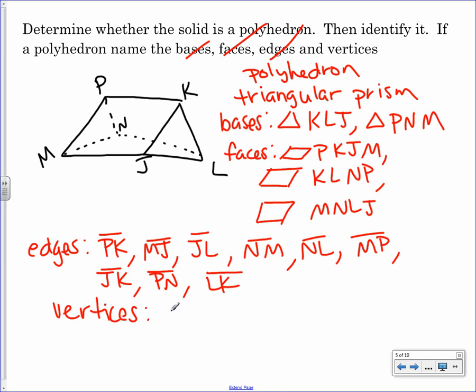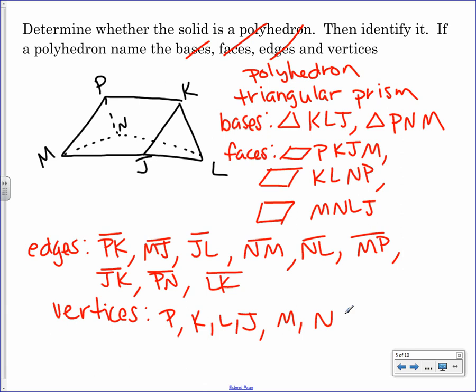What's a vertex? Pick one. A vertex is just one dot. P. Give me another one. K. L. J. M. N. How many is that? 1, 2, 3, 4, 5, 6. Yep, 6 of them. So I know that's tedious, but it's really easy, right? Anybody confused at all? We answered everything? Yeah. Okay.